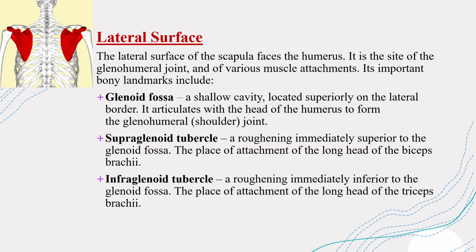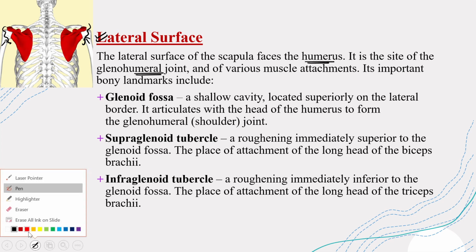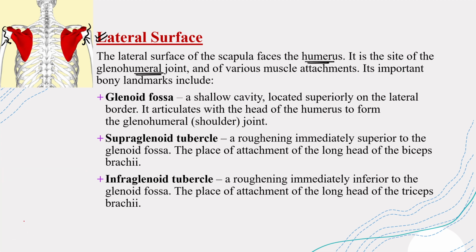Now talking about the lateral surface. The lateral surface is the surface which faces the humerus. This particular surface which faces your humerus bone is your lateral surface. It is the side of the glenohumeral joint, where your humerus attaches to your scapula. Apart from the humerus and glenohumeral joint, many muscles here attach to your scapula.